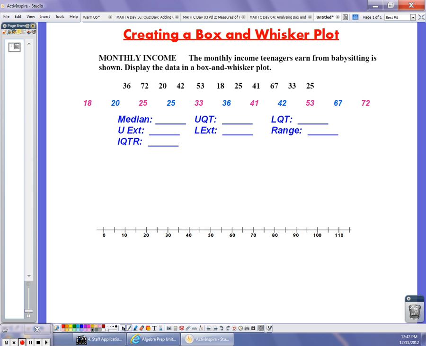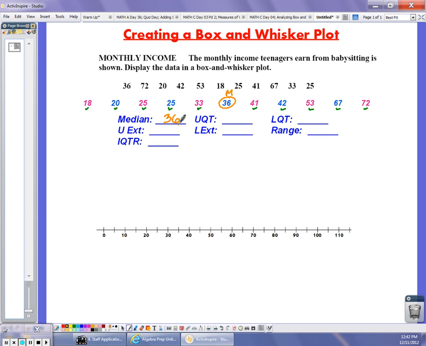Now the median is our middle number, so I'm just going to work my way in towards the middle. I have my first number and my last number, first and last, and I just keep going in until I have my middle number. The middle number that we have here is 36. So this 36 is our median, so I'll put an M for median in my blank.